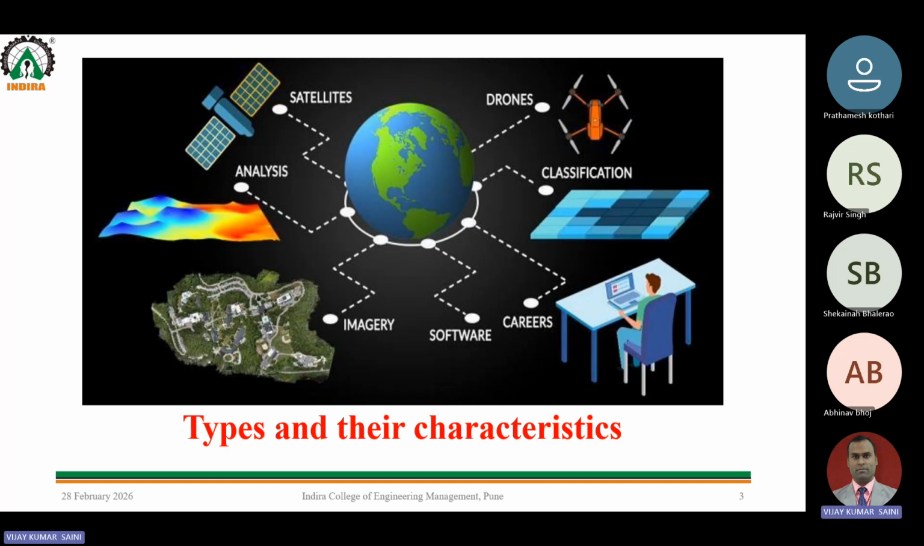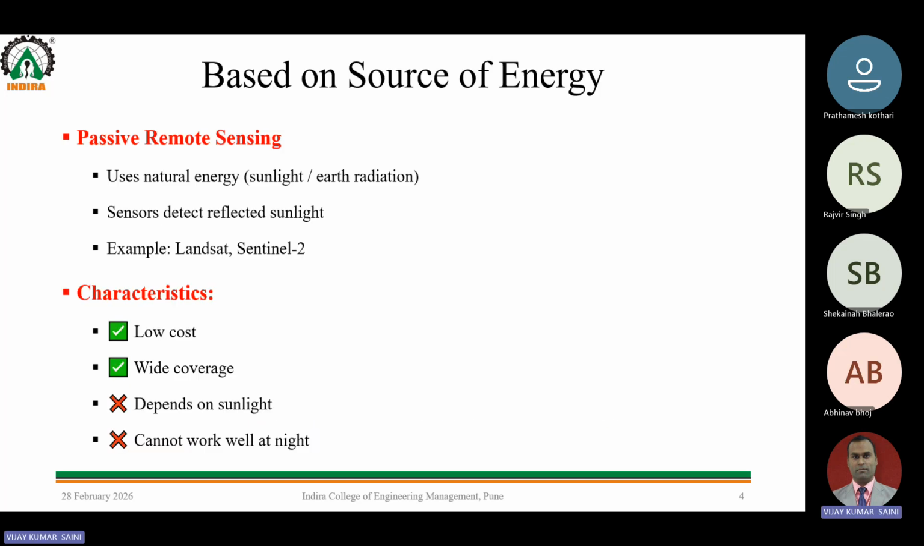Talking about the types and characteristics, earlier also in your regular offline classes we have talked about some portion of it, which is already covered, but today what I am trying to do is cover the whole syllabus of this unit number 2, irrespective of whether it is covered or not. So starting based on the source of energy, we have active and passive ways in which we can categorize.